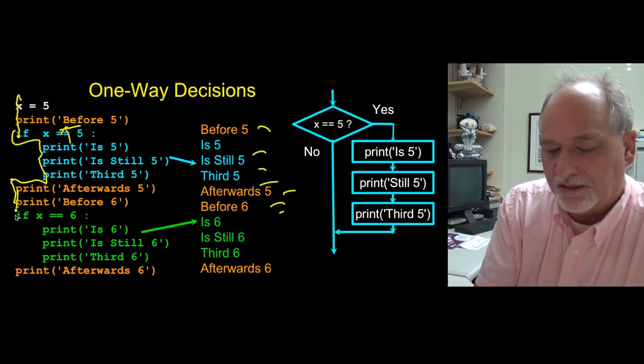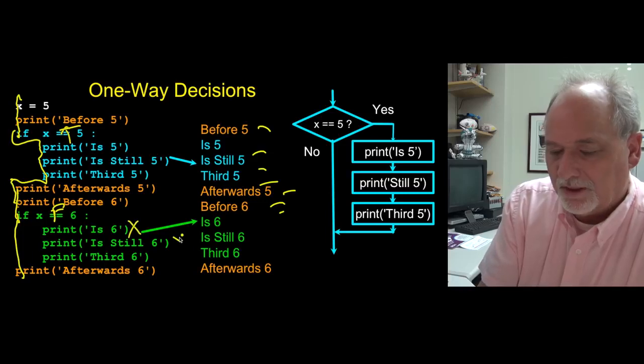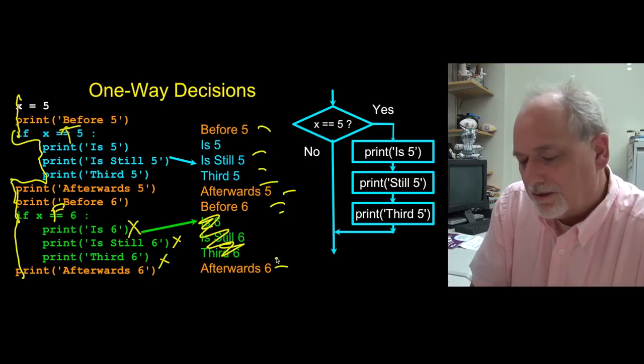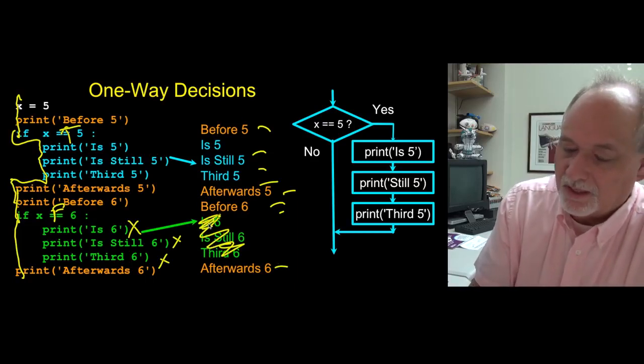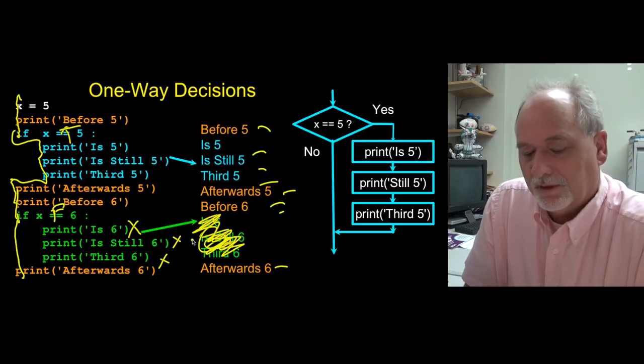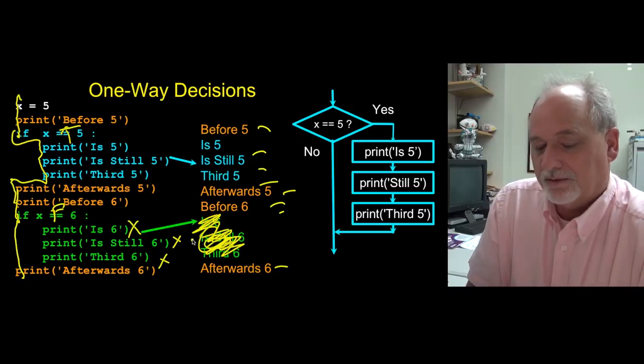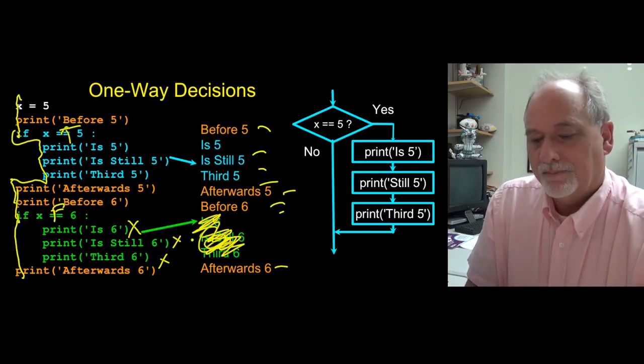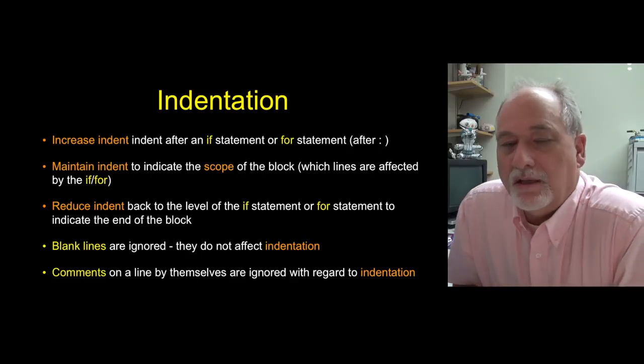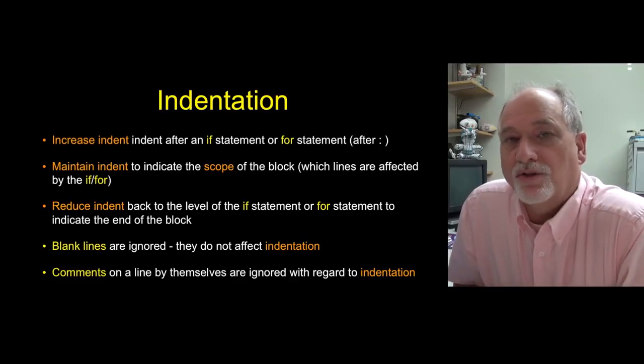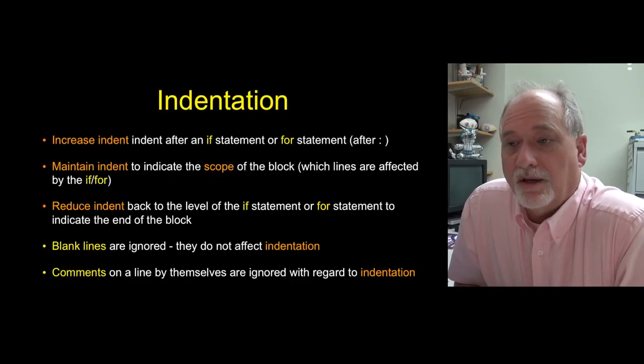And then it says x equals 6, well that was false, so that skips all of them. So none of these lines of code run, and it says afterward 6, so that's a mistake. Those don't run right there, okay, because x is not equal to 6. Okay? So indentation is an essential part of Python.